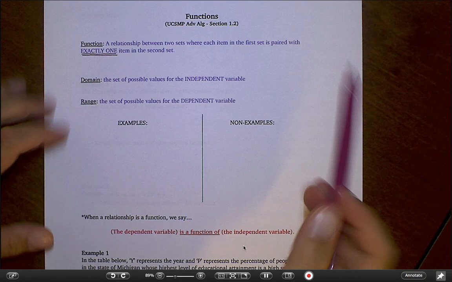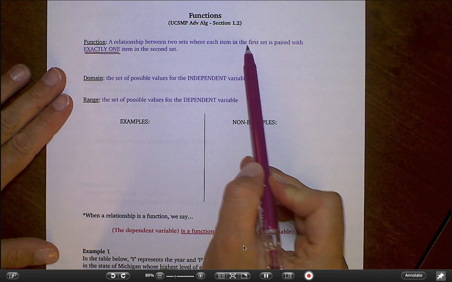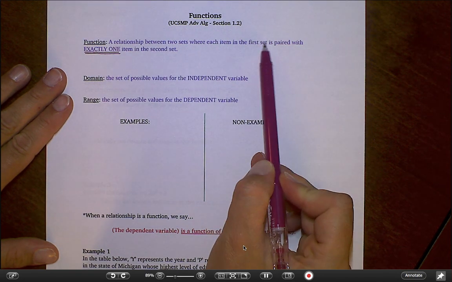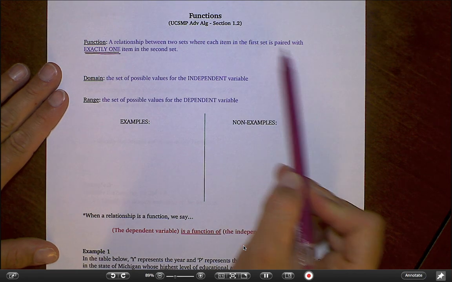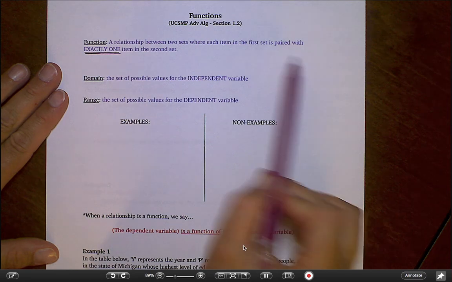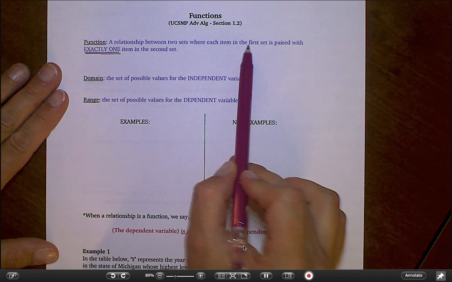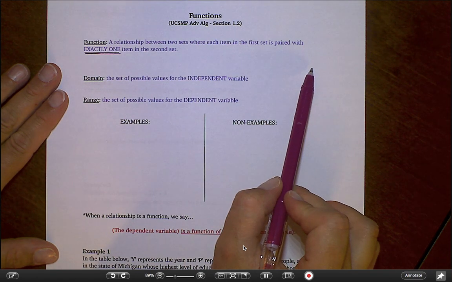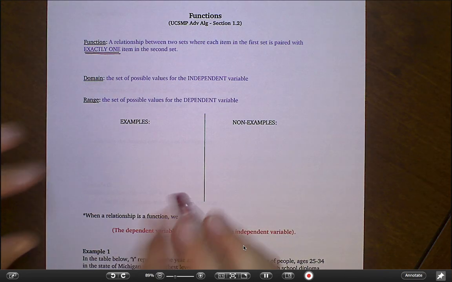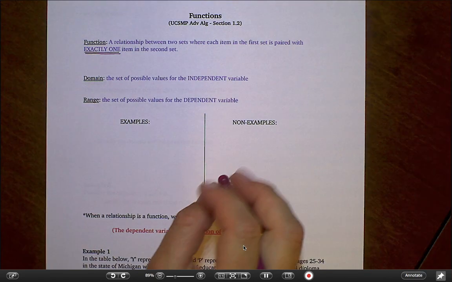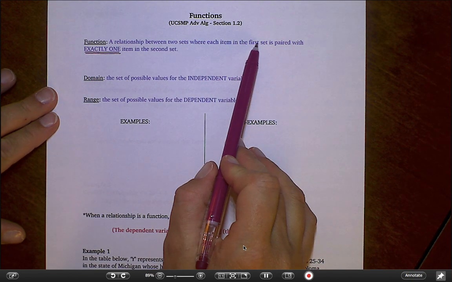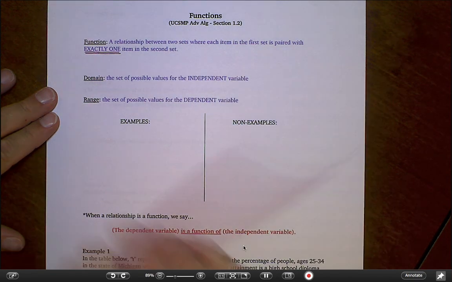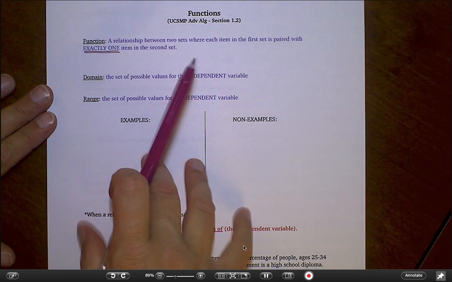But what we're on the lookout for is when we take this first group of items, and in math, a lot of the times our items are numbers, and we're pairing them up with things in the second set, everything in this first set only gets to have one partner over in the second set. Now, what gets a little bit confusing about that is you are allowed to have more than one thing from the first set share an item in the second set. And you'll see that when we get down here to the examples.